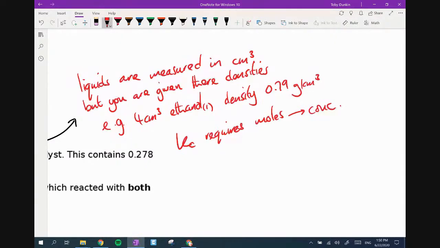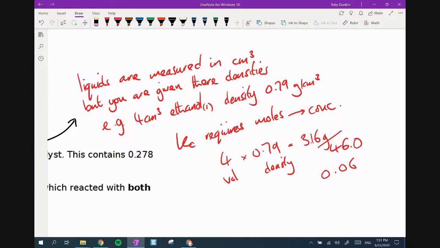But in this case, because the equations are one-to-one, what you would then do is multiply the volume by the density, and that will give you the grams that you added to the mixture, and then you can do grams over Mr. 4 times 0.79 gives me 3.16 grams. And then you can divide it by 46.0, the Mr of ethanol, and you can work out moles. So divided by 46 gives me moles in this scenario of 0.0687, 3 sig fig.